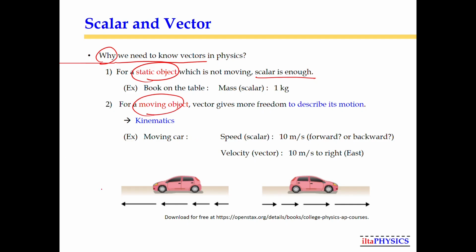If I say a car is moving at 10 meters per second, that tells us its speed, but not whether it's forward or backward. If instead I say 10 meters per second to the right, now we have a vector. It gives us both speed and direction. The study of motion is called kinematics, and it's one of the main areas of physics. Vectors are the perfect tool for describing motion.